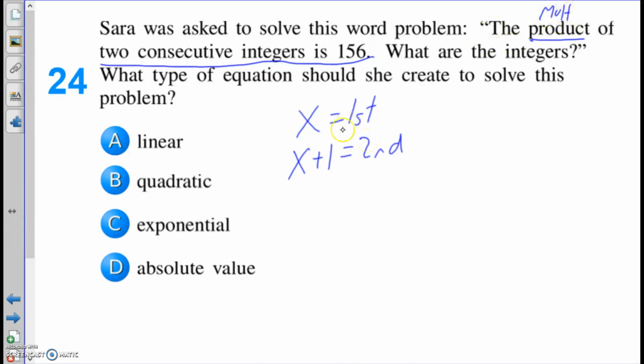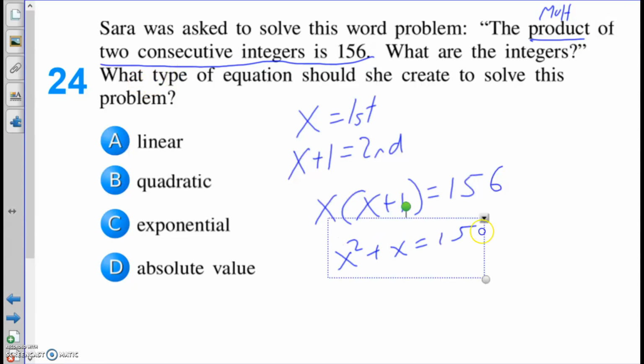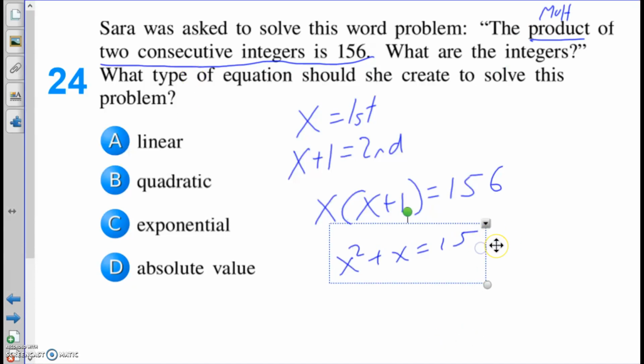The product. So if I multiply these together, it equals 156. So that's x times x plus 1 equals 156. And if you work this out a little bit, you get x squared plus x equals 156. And what type of equation are we creating? That's what this problem is asking. Sorry about that. I lost the pen feature for a second.